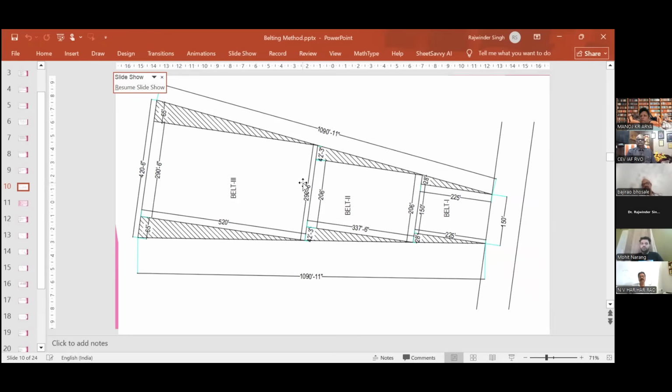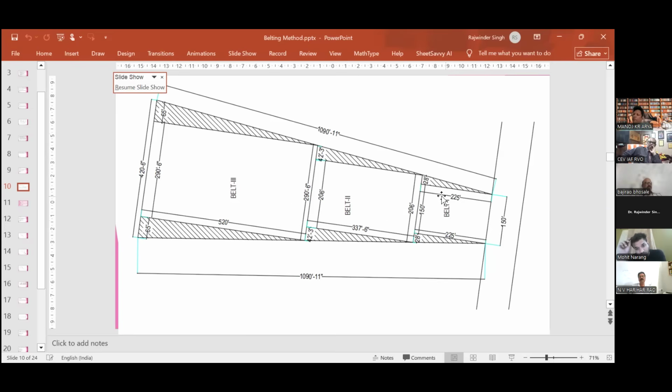See here, we have a plot of this type, 150 feet and 1091 approximately. You divide it into three belts. First belt, 150 into 255.25. Second, 1.5 times the first belt, and remaining in the third belt. And then you draw perpendicular lines to divide it into recessed parts. These are the recessed lengths.